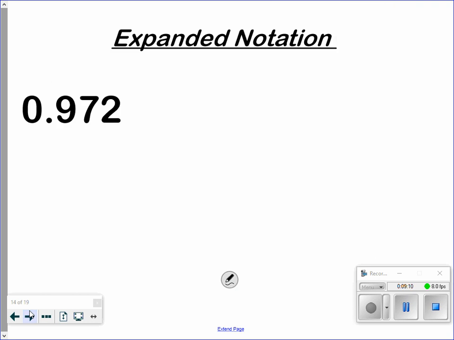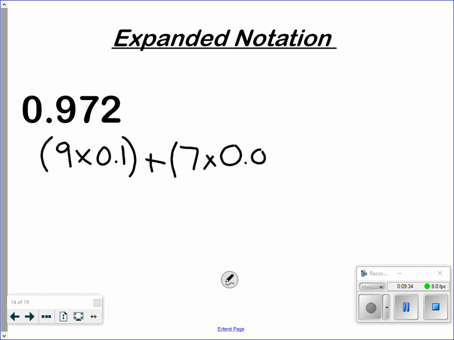Expanded notation. So this is simply just like before, but we're adding and multiplying easier numbers. This is what I mean by this. The number is 0.972. So how would I write this in expanded notation? 9 times 0.1, because the 9 is in the tenths place, plus 7 times 0.01, plus 2 times 0.002. That's how you write the expanded notation with smaller numbers.